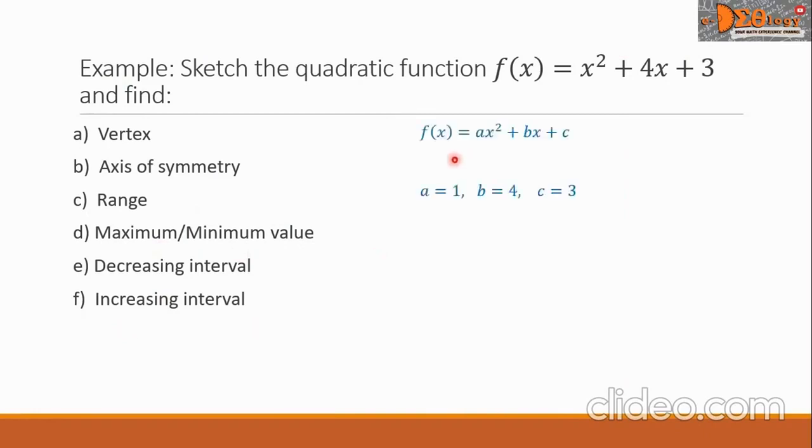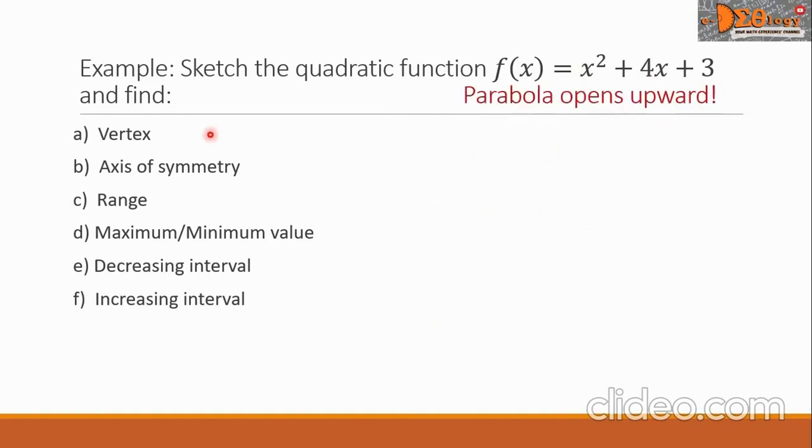First, let us write the general form of the quadratic function. f of x equals ax squared plus bx plus c. And then, let us collect the corresponding values for a, b, and c in the given function. So a equals 1, b equals 4, and c equals 3. Please note that the a is positive, and we can say now that this parabola opens upward.